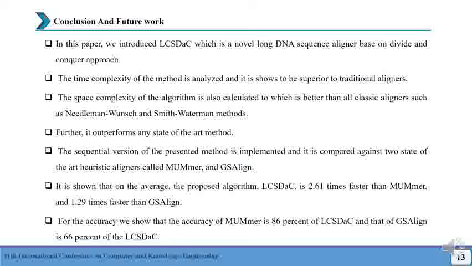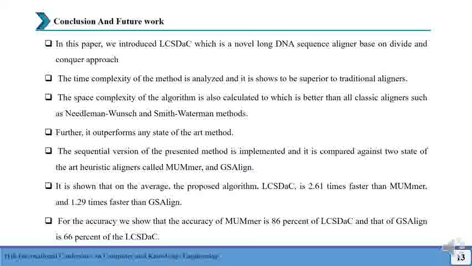In this paper, we introduce LCS-DAC, which is a novel long DNA sequence aligner based on the divide and conquer approach. The time complexity of the method is analyzed and it is shown to be superior to traditional aligners. The space complexity of the algorithm is also calculated, which is better than all classic aligners such as the Needleman-Wunsch and Smith-Waterman methods. Further, it outperforms state-of-the-art methods.